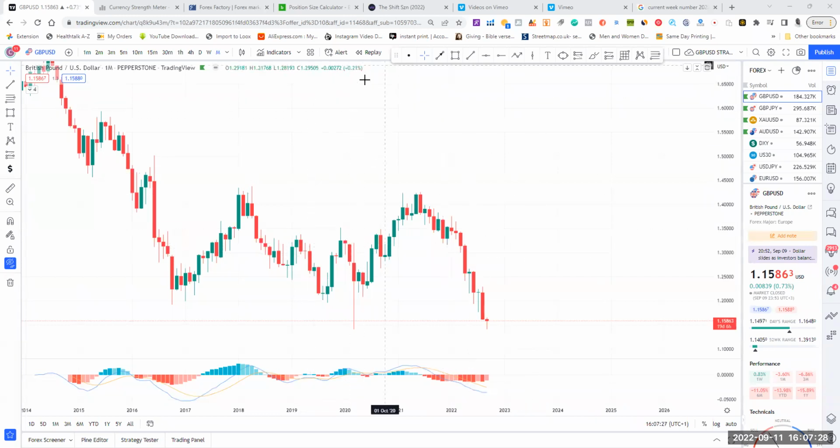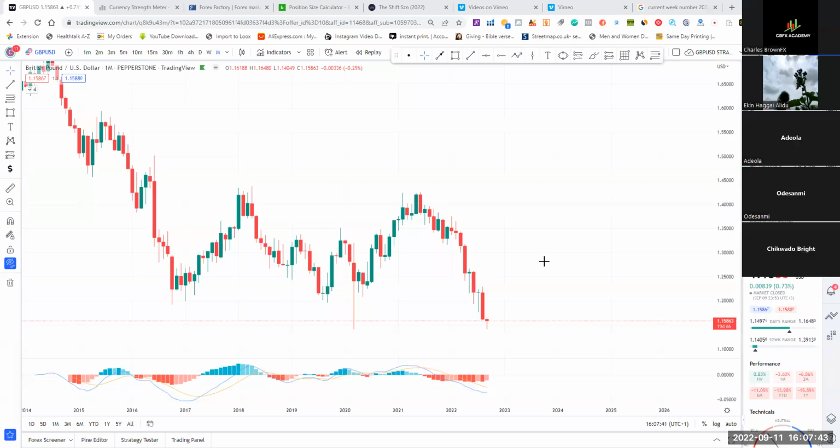All right, so this is our weekly analysis on GBP/USD, and this is the week 36 analysis forecast. We're looking at the market for week 36. Week 36 begins on Monday morning.